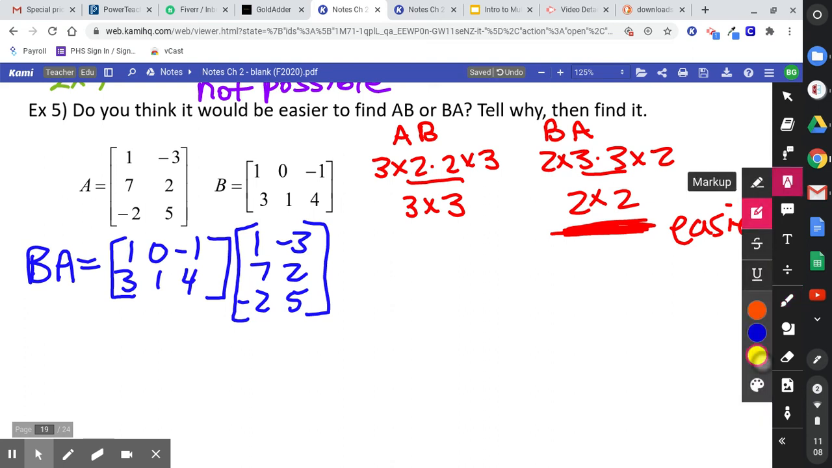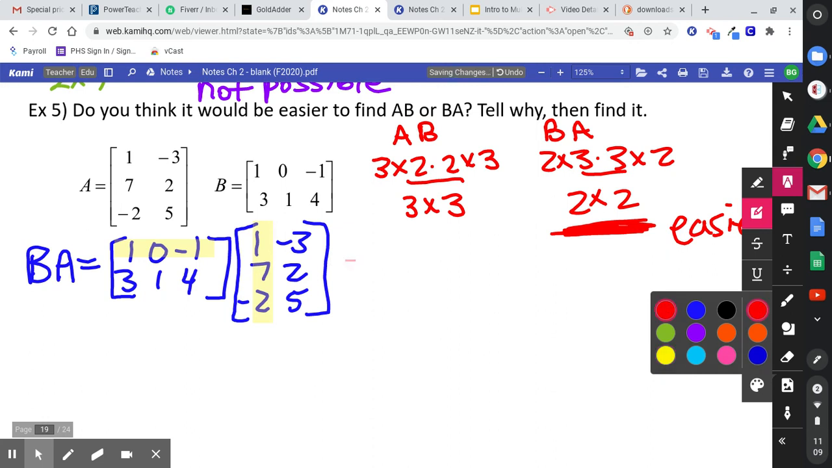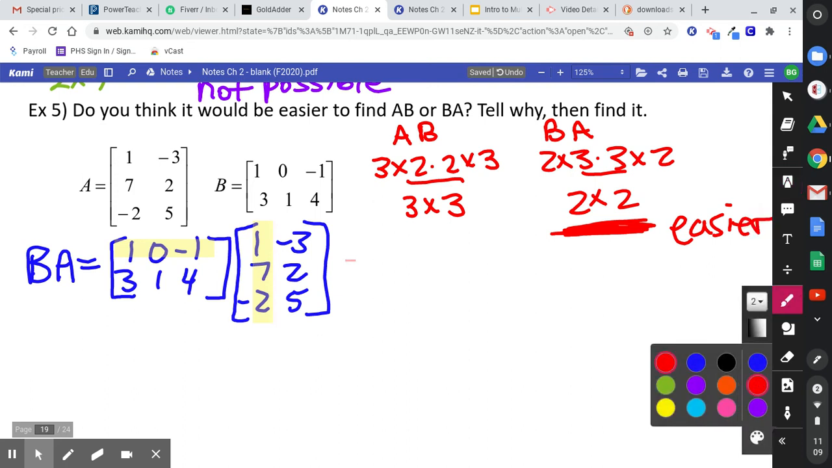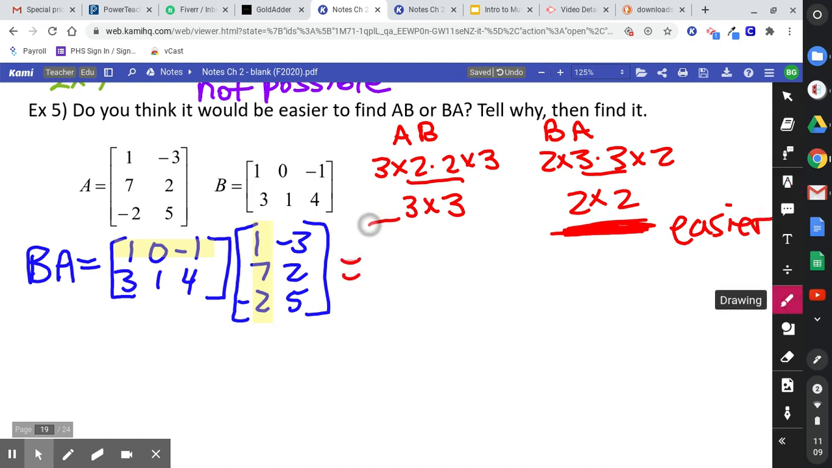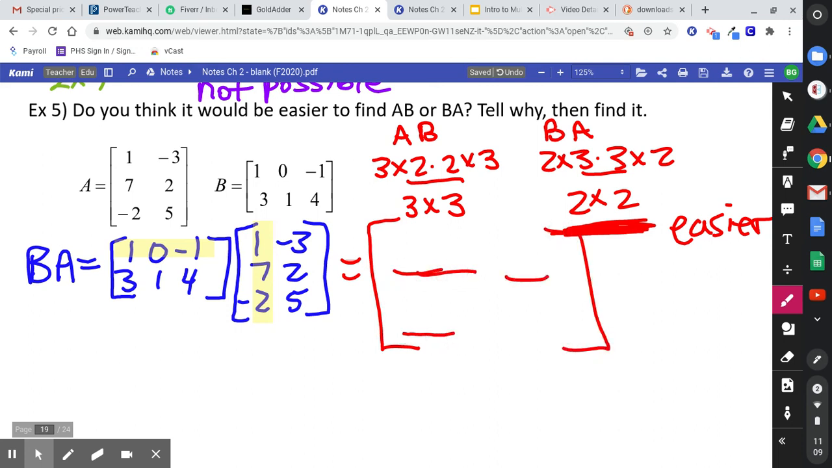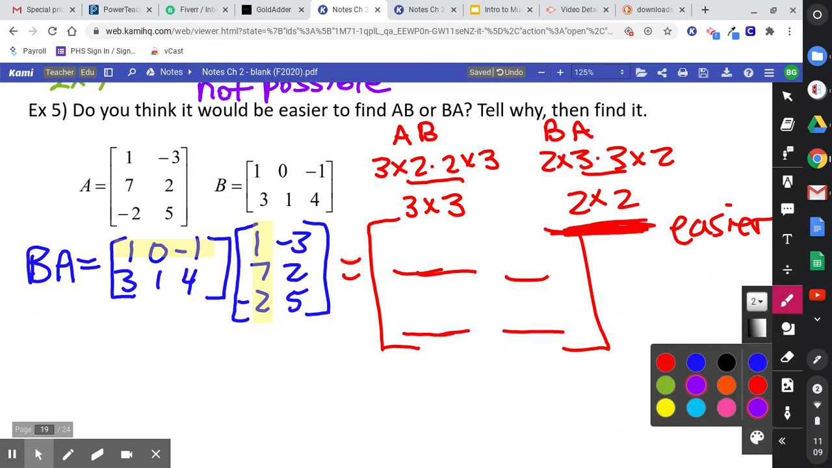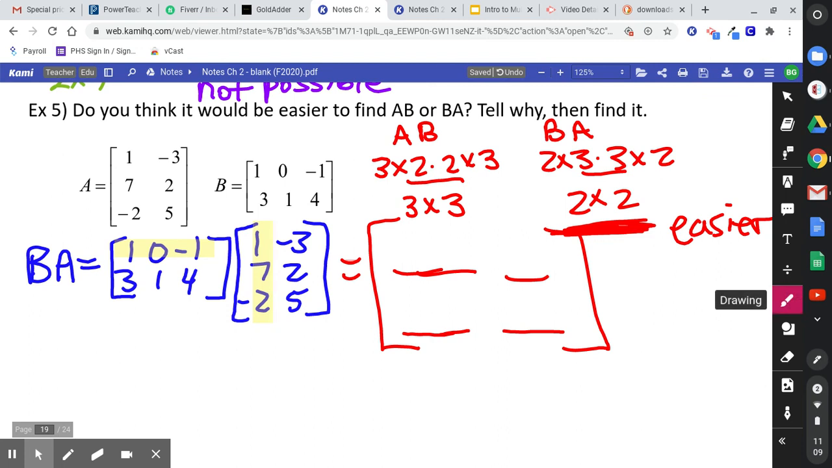So again, I used to always draw a line or a highlight or something just to get my eyes going in the right direction. All right, that first row times that first column. We know it's going to be a 2 by 2. We already said that. So my skeleton matrix, 2 by 2. We do that first row times the first column. 1 times 1 is 1. 0 times 7 is 0. -1 times -2 is +2.